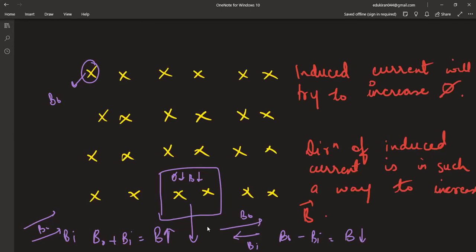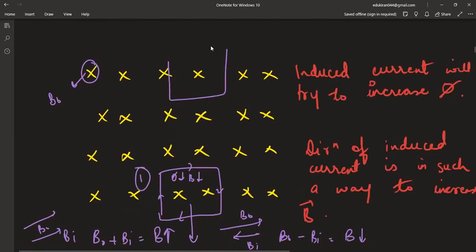Check the answer. See, if you put your thumb inwards, your thumb will be staying here, and the fingers will be moving like this, which is clockwise. Like this, you have to answer. This is what is written. Induced current will try to increase flux. The direction of induced current is in such a way as to increase the magnetic field. This is how you have to consider. This is the first case.